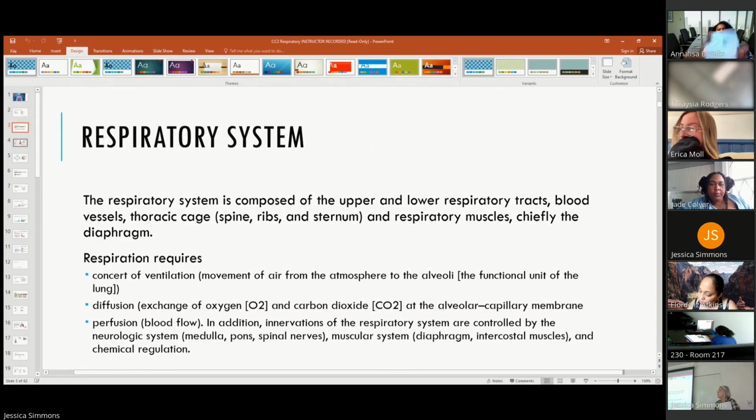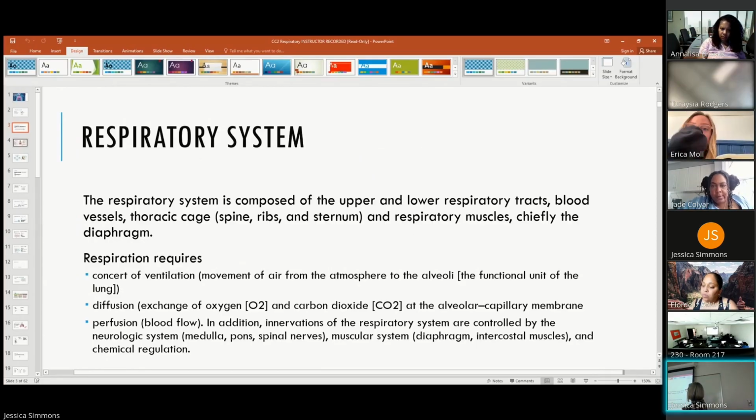So the respiratory system is composed of the upper and lower respiratory tracts, blood vessels, the thoracic cage, the spine, ribs, sternum, respiratory muscles, and the diaphragm. We need a functioning diaphragm to be able to breathe. Okay.